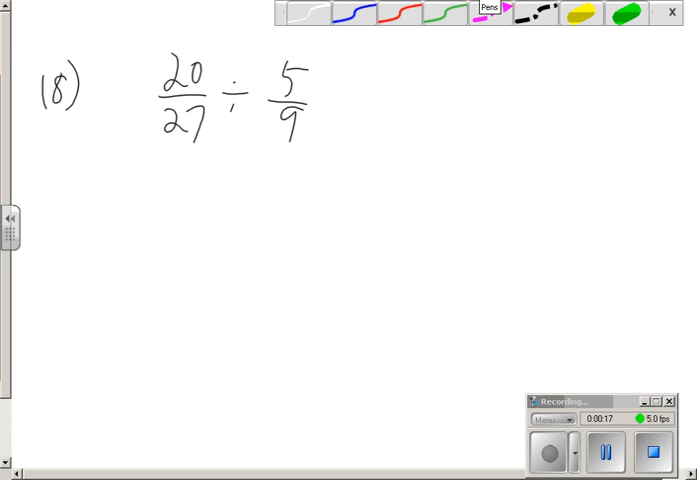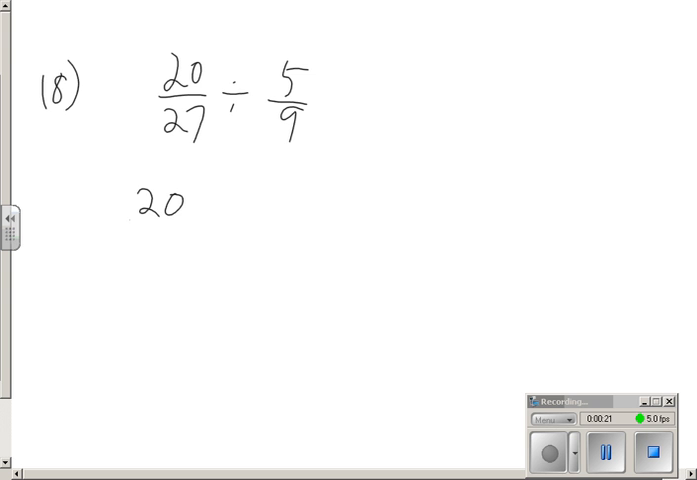So we have division of fractions, and we know never divide fractions. Always change it to multiplication and use the reciprocal of the second fraction. So before I even do any kind of mathematical process, I'm going to change that right there.